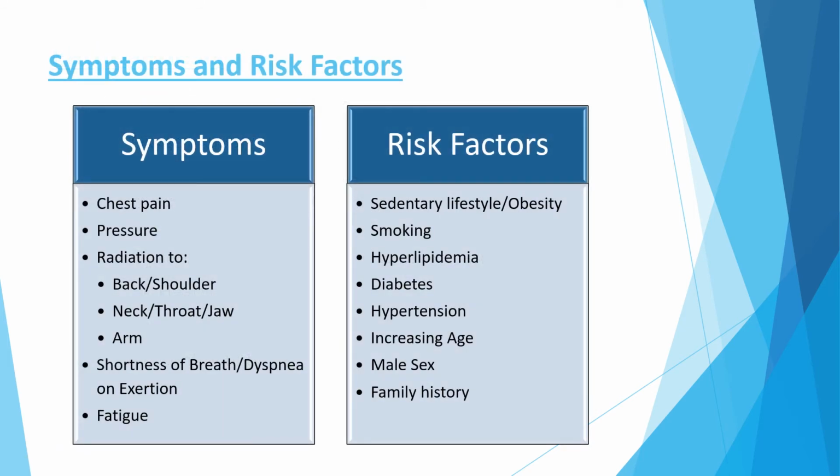Here's a list of the different symptoms and risk factors for ischemic heart disease. The symptoms are pretty specific, especially in regards to chest pain. It is a chest pressure that radiates to the back, shoulders, neck, throat, or jaw, and sometimes down the arm. Specifically in women or older individuals, they can have some accompanied nausea and vomiting, and those are the atypical symptoms of ischemic heart disease. Risk factors are very similar to risk factors for cardiovascular disease in general. Specifically, though, sedentary lifestyle and obesity sit at the very top.